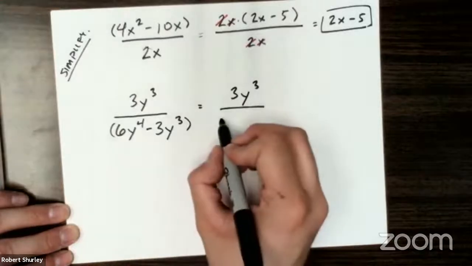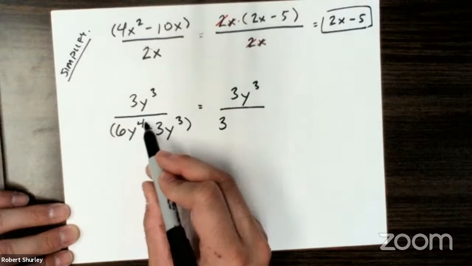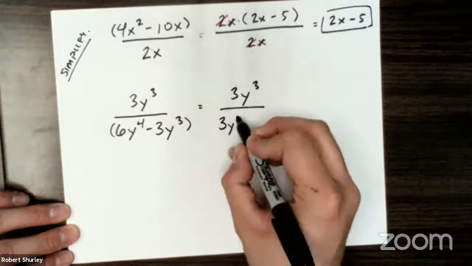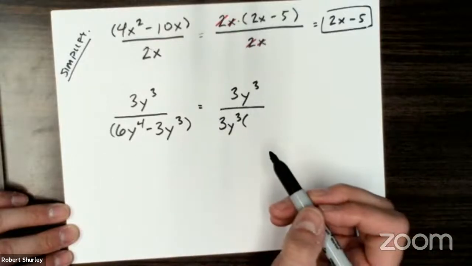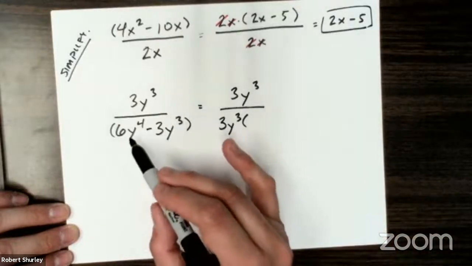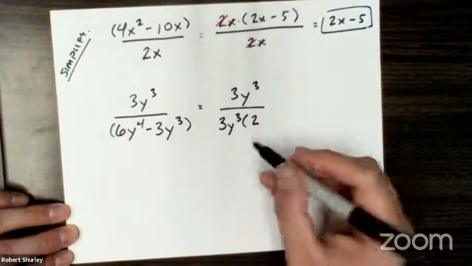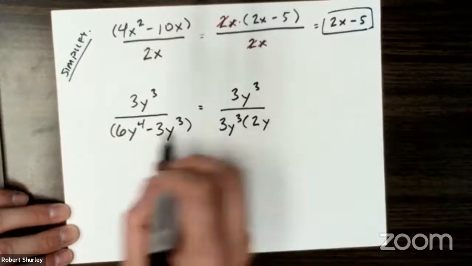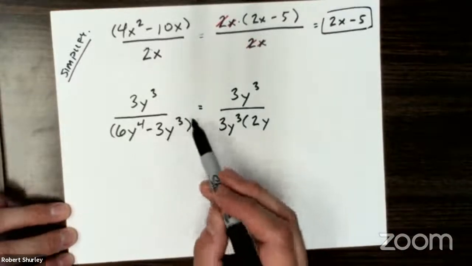So I got a 6 and a 3, so I know 3 can come out because it's divisible by both of those, right? I've got a y to the 4th and a y cubed. Well, a y cubed can come out because it's the lowest of those two variables. So let's see what's left over. In the first term, I'd have 2, right? 3 times 2 is 6. And I would need another y. Y cubed times y would give me the y to the 4th. The 3y cubed, though, that's everything here, right?